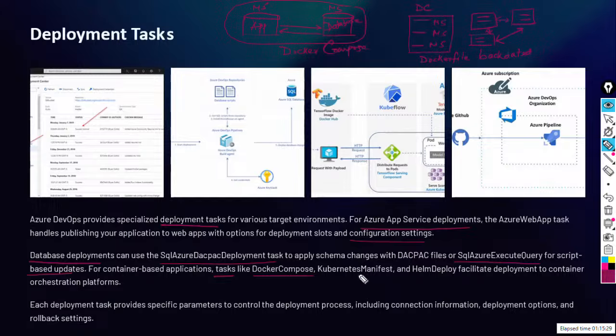If you want to deploy on Kubernetes orchestration, you have the Kubernetes manifest. Helm deploy is on the Kubernetes architecture orchestration. So that will facilitate deployment to container orchestration platforms. We will learn Kubernetes over 2 sessions after today, after the Azure pipelines.